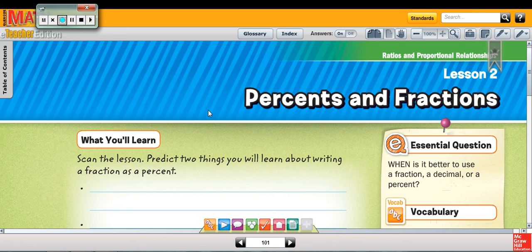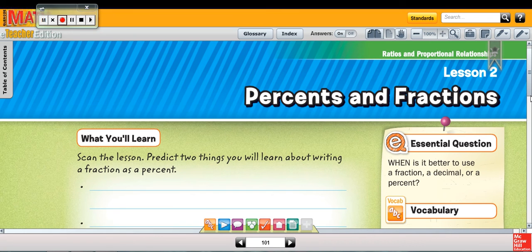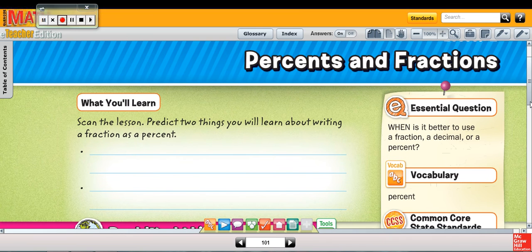Okay, today we're going to learn about changing percents to fractions and fractions to percents. Please turn in your textbook to page 101, and when you get there, complete the "What You'll Learn." You may pause the video at any time to complete the things before you move on to the next section.